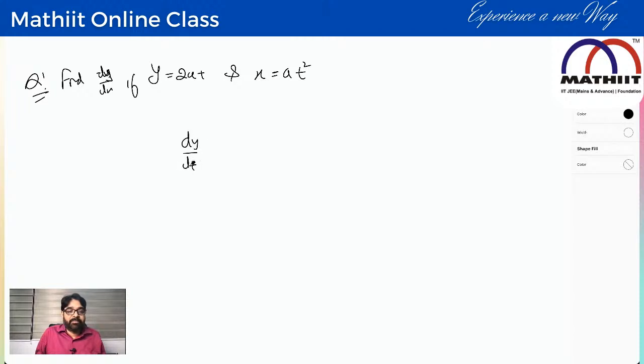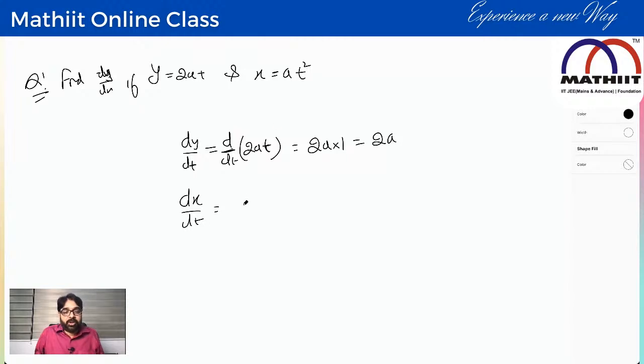This is the first job. dy by dt will be what? Differentiation of this with respect to t. So a will come out as a constant. So you will get 2a into d by dt of t, which means 1. So that will be equal to 2a. Is it clear? And dx by dt will be what?